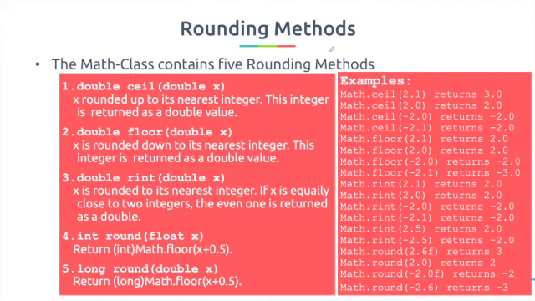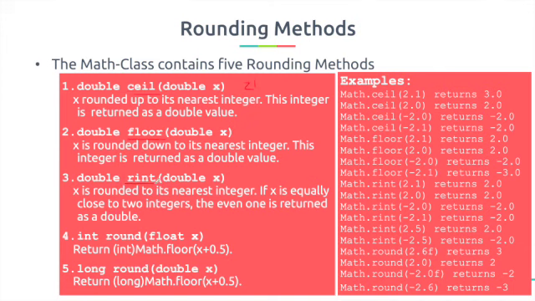So other examples of rounding functions we have are ceil, floor, rint, round, and rounding with the long method. With ceiling, x is rounded up to the nearest integer. So if it's even 2.1, the smallest value after the floating point, it will move it up to the nearest integer. So 2.1 will be 3. And then floor will just ignore whatever is after the floating point, and it will round it down to the nearest integer. So 2.1 will be 2.